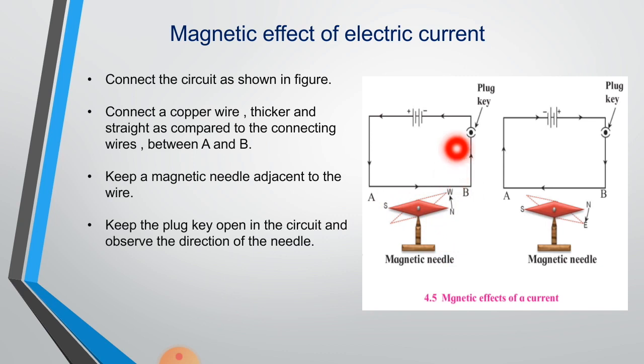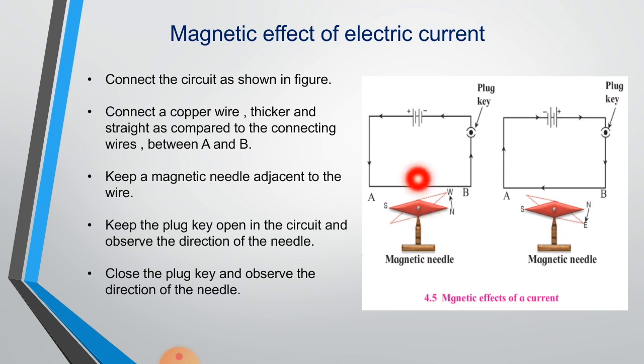So you have to open the plug key which is there in the circuit and you have to observe the direction of the needle. Needle का जो direction है, वो हमको observe करना है. Then close the plug key and observe the direction of the needle. What did you notice? You all know that current always flows from the positive terminal to the negative terminal.